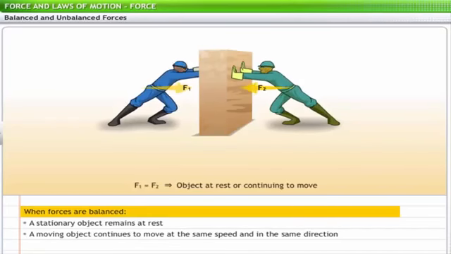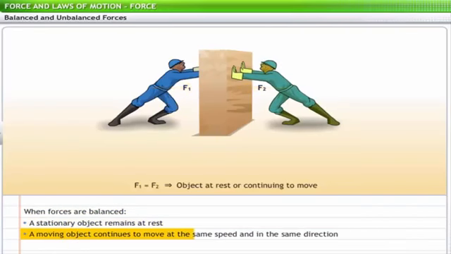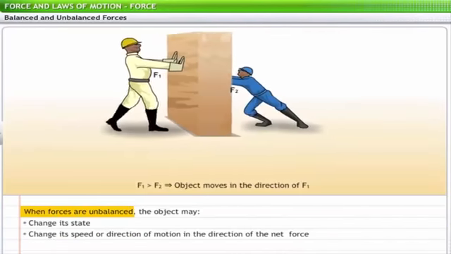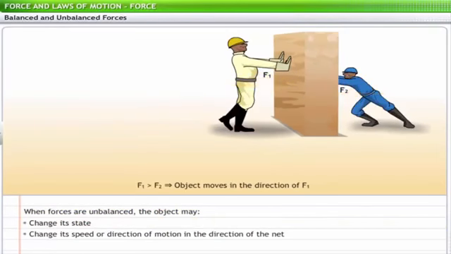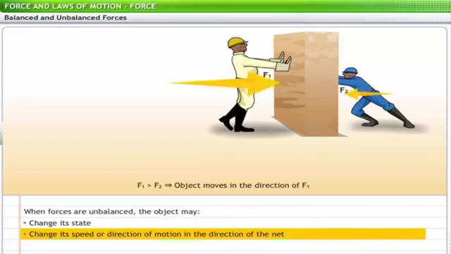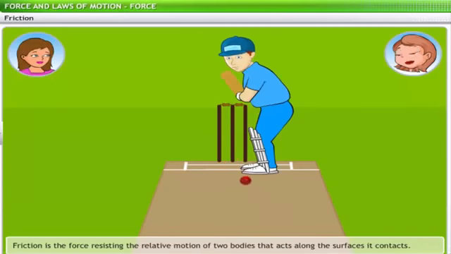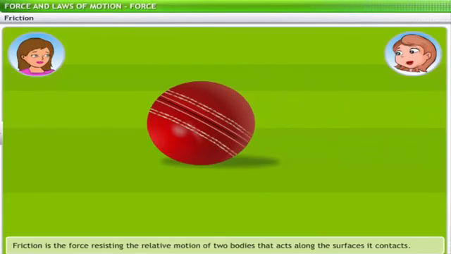When forces are balanced, a stationary object remains at rest and a moving object continues to move at the same speed and in the same direction. When forces are unbalanced, the object may change its state from rest to motion or vice versa, or change its speed or direction of motion in the direction of the net force. Let's observe this game of cricket. As you can see, the ball, when hit by the batsman, slows down and stops after rolling a certain distance.